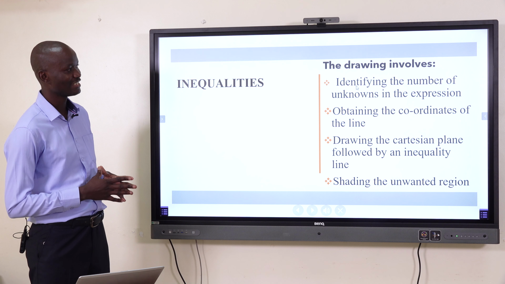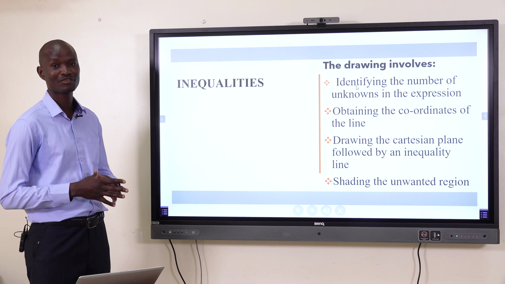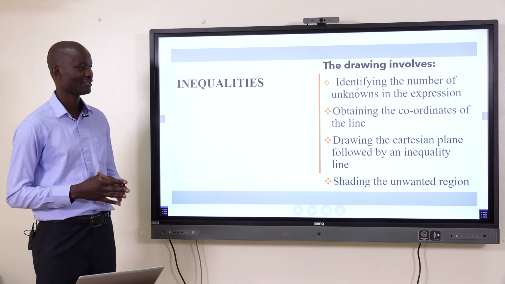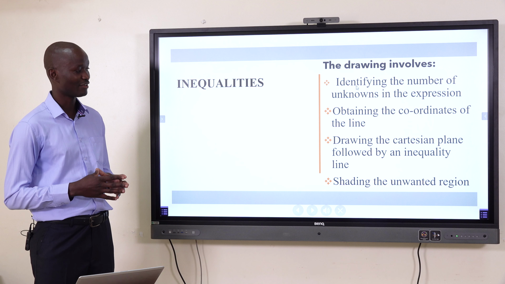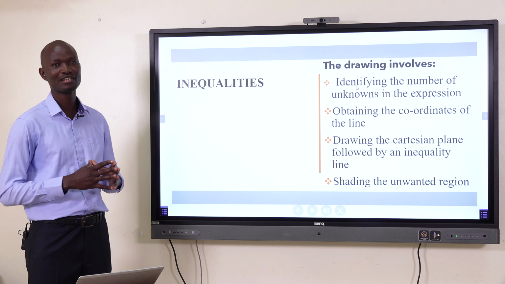1, identifying the number of unknowns in the expression. 2, obtaining the coordinates of the line. 3, drawing the Cartesian plane followed by an inequality line. Then 4, shading the unwanted region. Those are basics within linear programming when a student is to optimize.